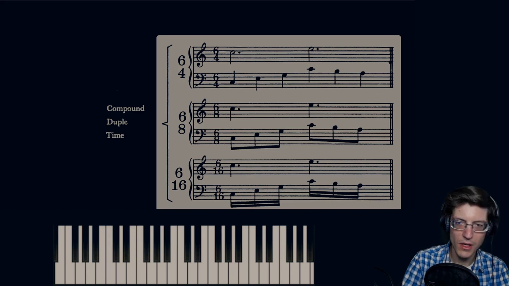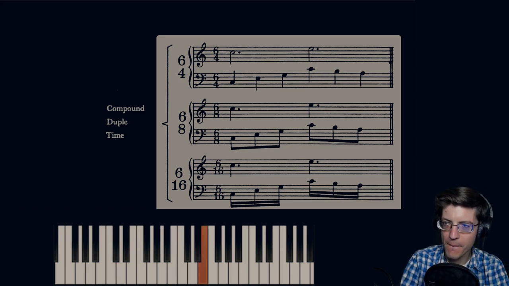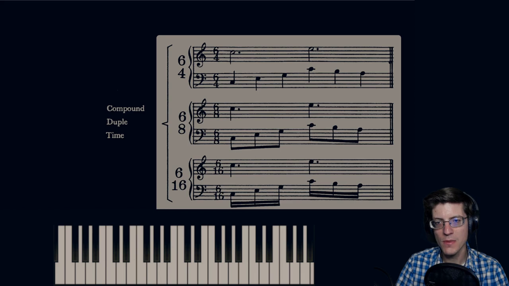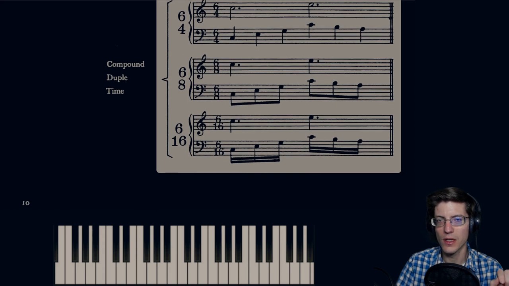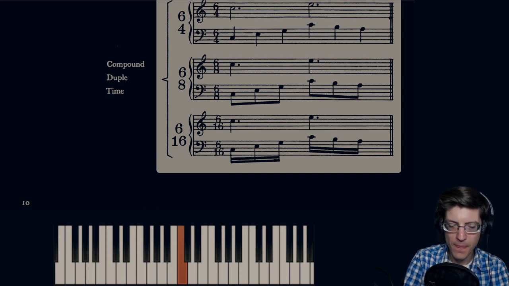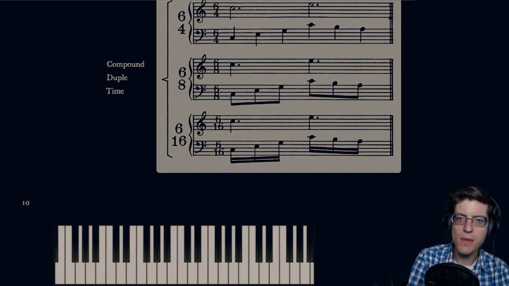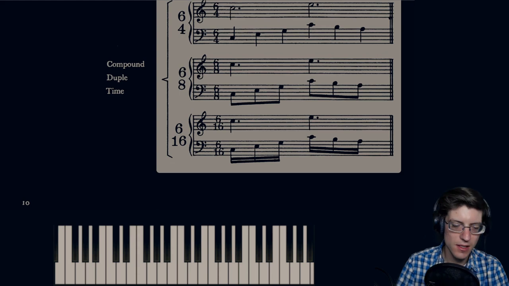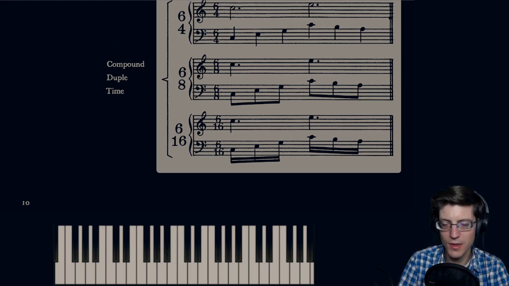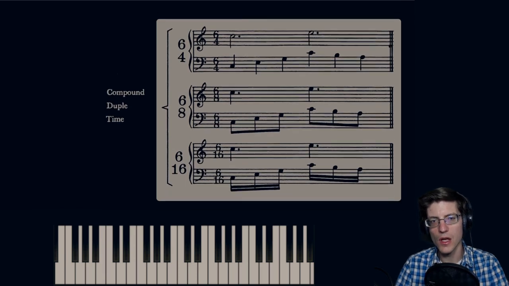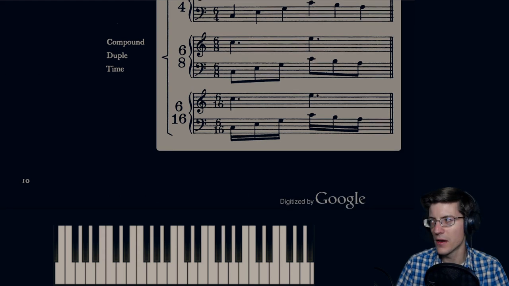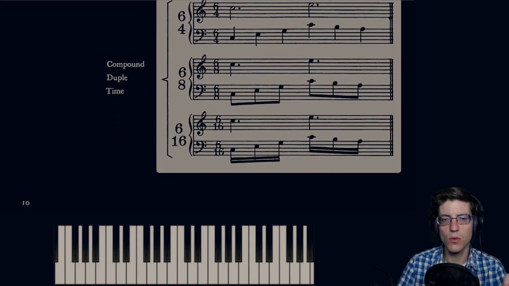1-2-3, 1-2-3. So if I were to play that, there we go. And then 6-8 time, once again, 6 divisions in the measure, and the eighth note is getting the beat. So see, they sound exactly the same, but you'll use them in different cases. And 6/16 time. So once again, there we go. So you see here, 6 divisions, so this is compound duple time, six divisions of the measure, and then the division is either going to be quarter, eighth, or 16th.